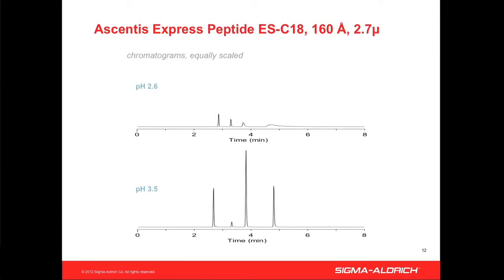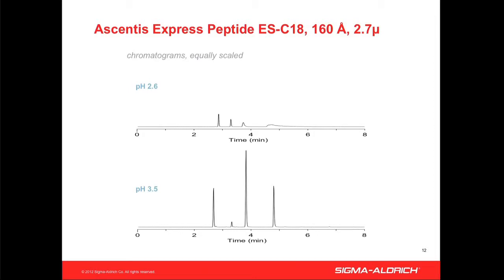And here's an example then to show this general phenomenon. This was simply the first column we were using. This is a relatively new column that we have. It's a fused core or core shell type particle, 160 angstrom, so it's ideally suited for peptide chromatography. Here you see what this chromatogram looks like with 0.1% formic acid. If you titrate to 3.5, peak shape improves significantly.